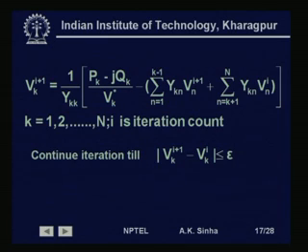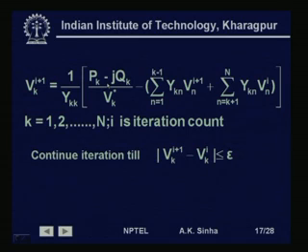So, if we want to do that, we can write this in a mathematical form, in equation terms, like this: Vk at iteration I plus 1 is equal to 1 by Ykk into Pk minus jQk divided by Vk conjugate, here we should have iteration I, minus summation Ykn Vn at iteration I plus 1 plus summation Ykn into Vn at iteration I.